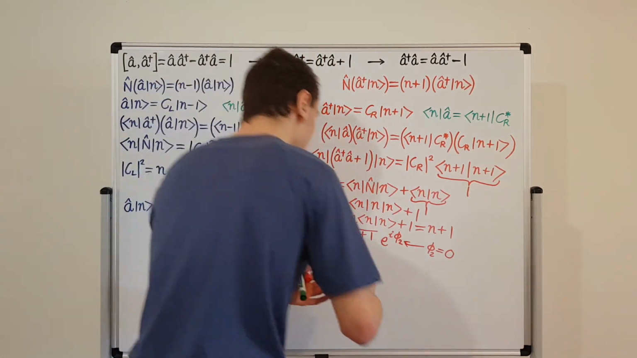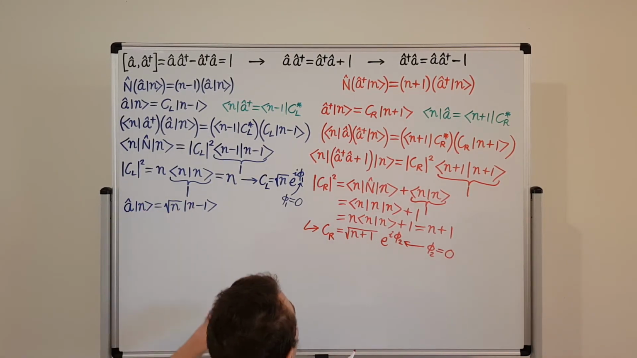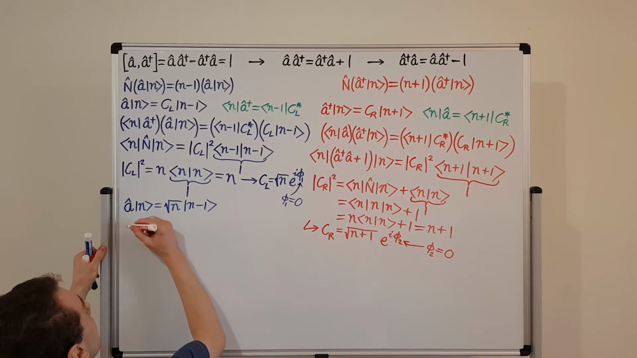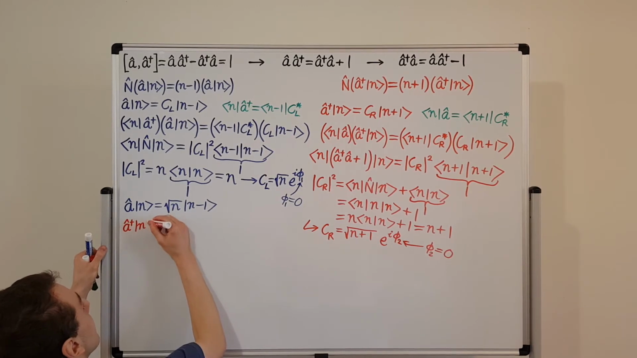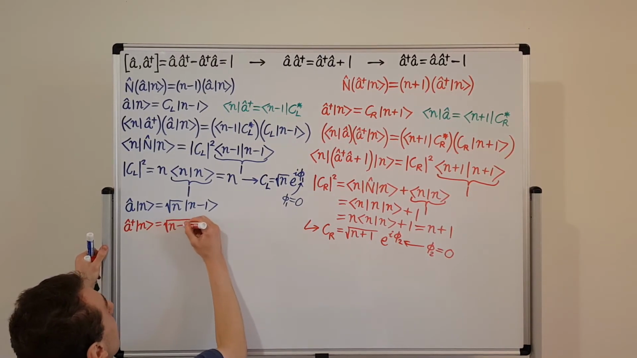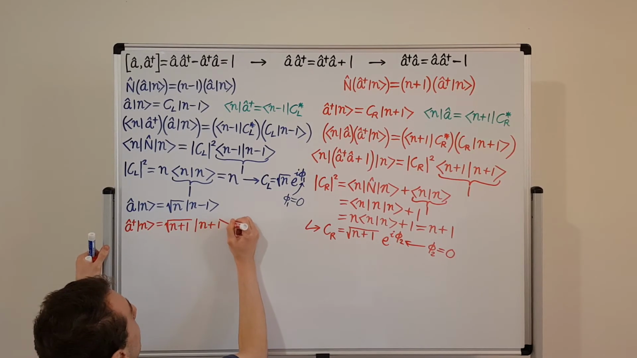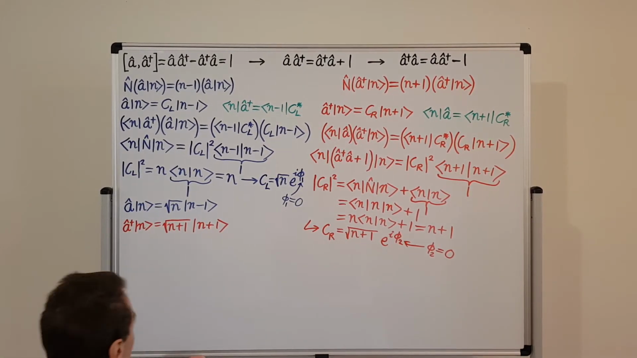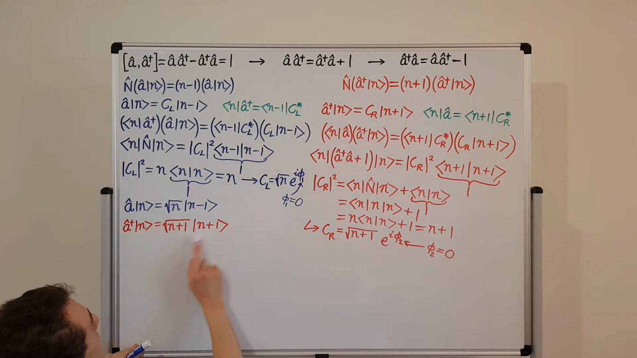So now finally, I'm going to write this right-hand side over here in the same form that we have over here. And actually, I'll write it underneath so that we can do a final step at the bottom. So we have a dagger acting on n. That ends up giving us square root of n plus 1, and that is multiplying the ket n plus 1. So this relationship over here is analogous to this relationship. The only difference is that instead of a square root of n, we have a square root of n plus 1.